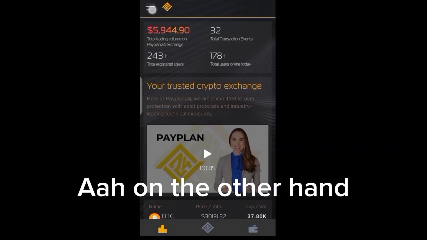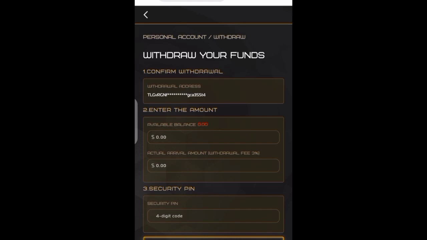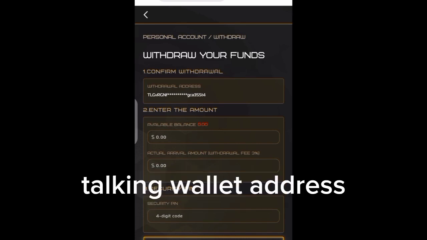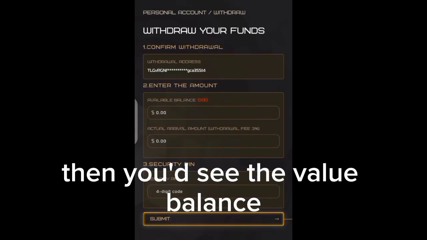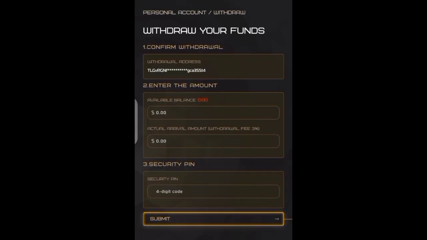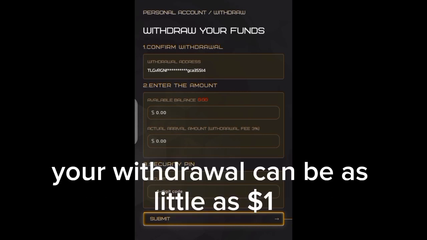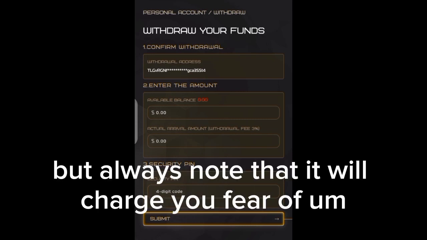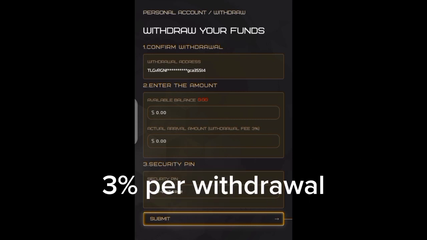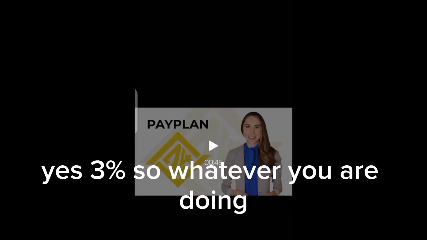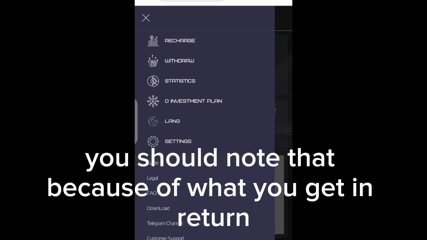On the other hand, if you want to withdraw from the platform, you also need to input your TRC20 USD token wallet address. Then you'd see the available balance. One good part about this platform is that even though the least investment is $100, your withdrawal can be as little as $1. But always note that they will charge you a fee of 3% per withdrawal. Yes, 3%. So whatever you are withdrawing, you should note that, because of what you'll be getting in return.